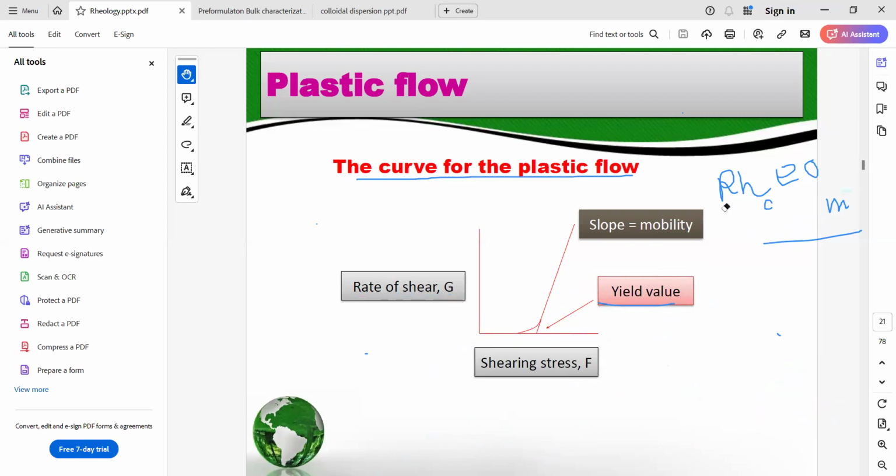And which kinds of systems show this plastic flow behavior? Flocculated suspensions and Bingham bodies. Sometimes there is a misconception that Bingham bodies are considered pseudoplastic, but they don't show pseudoplastic flow; they show plastic flow. Bingham bodies show plastic flow, and so do flocculated suspensions.